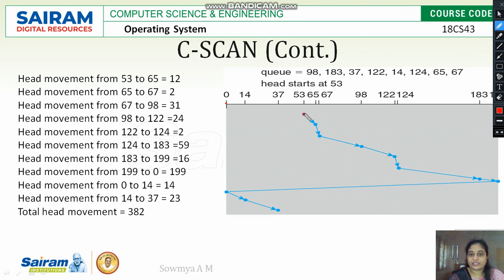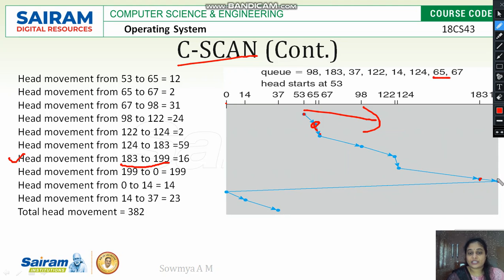If I take 53 in the C-scan method, the head moves towards the high end. From 53 to 65, the next value towards the high end, then 65 to 67, 98, 122, 124, 183. But after 183 it has to reach the end. So one more movement happens, 183 to 199. The disk arm reaches the end.